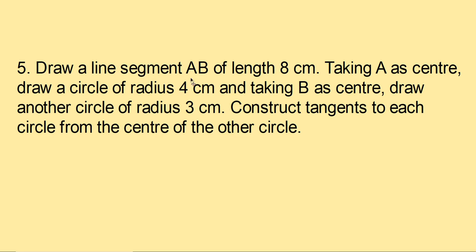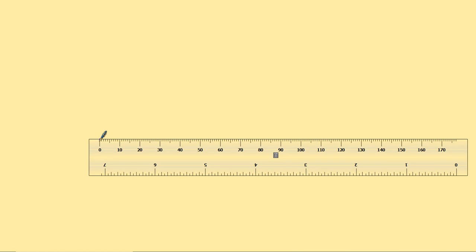Draw a line segment AB of length 8 centimeter. Taking A as center, draw a circle of radius 4 centimeter, and taking B as center, draw another circle of radius 3 centimeter. Construct tangents to each circle from the center of the other circle. So first we have to draw a line segment AB of length 8 centimeter.